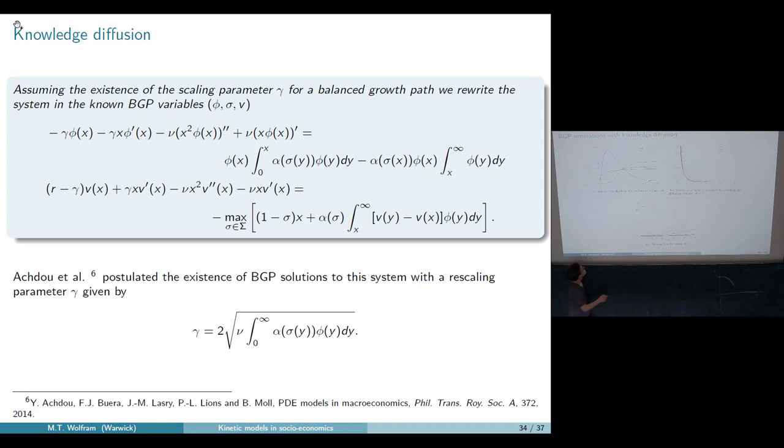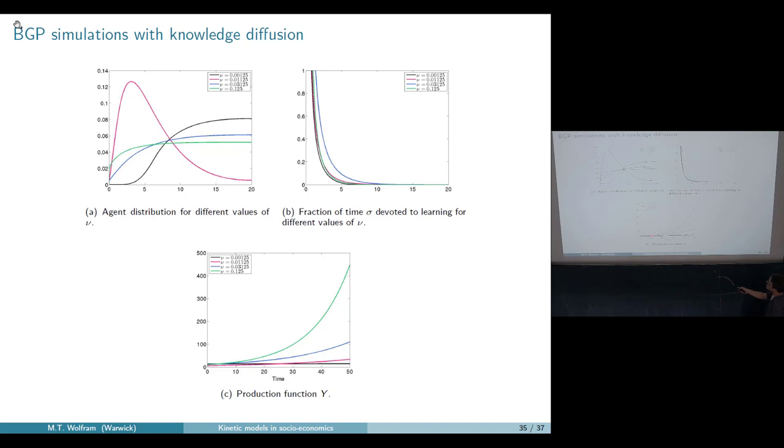If you want to look at simulations, and that's the last slide that I'm going to show you, this is if you have some compactly supported initial data, you add some diffusion. So this mu is my diffusion parameter. You see, as I increase it, I really get nice exponential growth. This is the function sigma. This is kind of a nice thing here. You see that the sigma, one means I devote all my time to learning. Up to a certain level, it makes sense that I learn all the time. And then it's a decaying function with your knowledge level, because after that, actually producing goods is more beneficial for me.